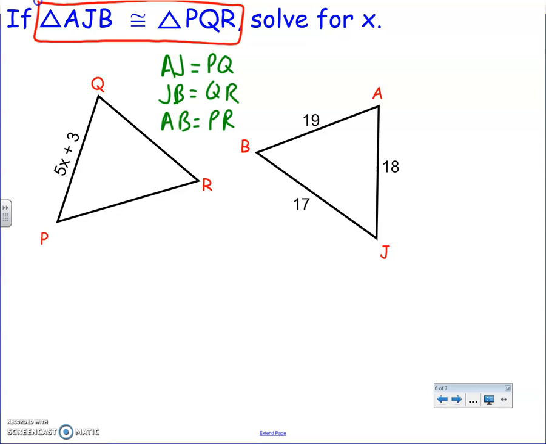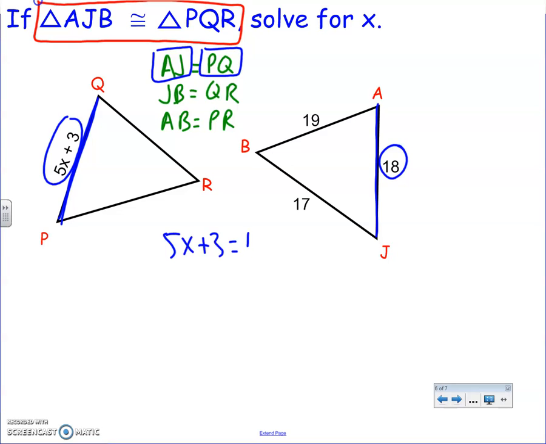Alright, so they give us this one right here. That is P to Q. So I'm finding where's P to Q? P to Q is right here. We know it's equal to A to J, so on the right triangle I'm going to find where's AJ. AJ is right here. That's going to be our equation: 5x plus 3 equals 18.